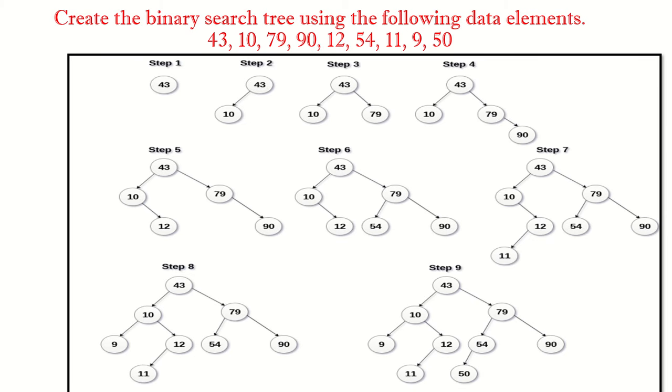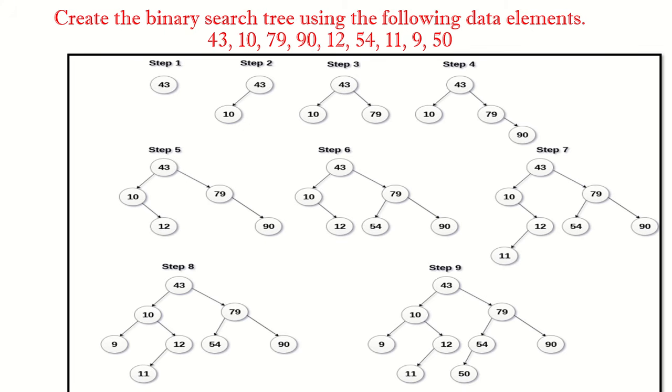Moving on to the next insertion, step 5, we have the element 12. 12 will be compared with the root node. Since 12 is lesser than 43, 12 has to be inserted in the left subtree.